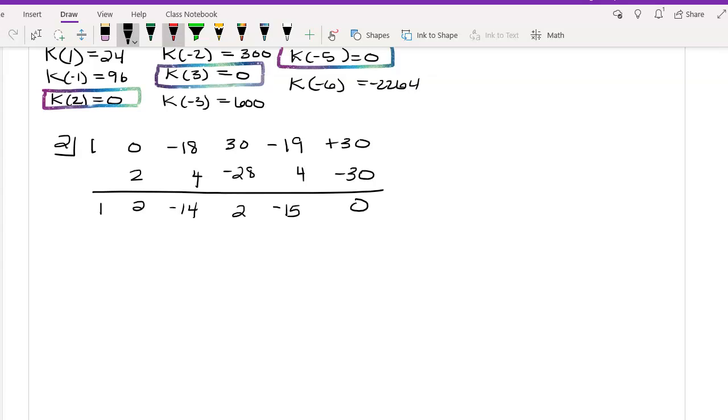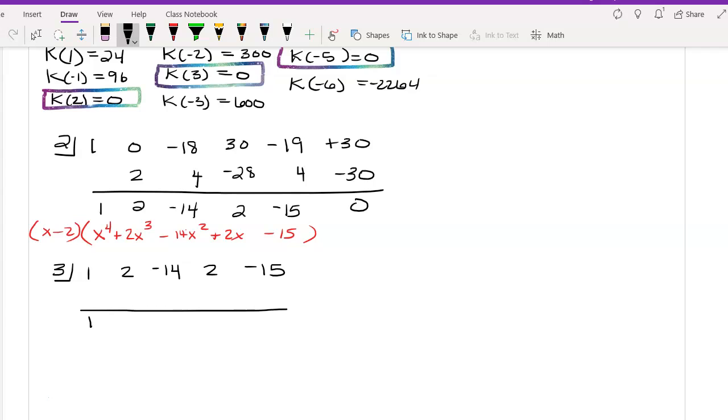So now, what that actually represents is 1x to the 4th plus 2x cubed minus 14x squared plus 2x minus 15. So that is our current polynomial. It's almost fully factored, but not quite. So now we're going to take our next 0 of 3 and use synthetic substitution on this new polynomial. So we have 1, 2, negative 14, 2, negative 15.